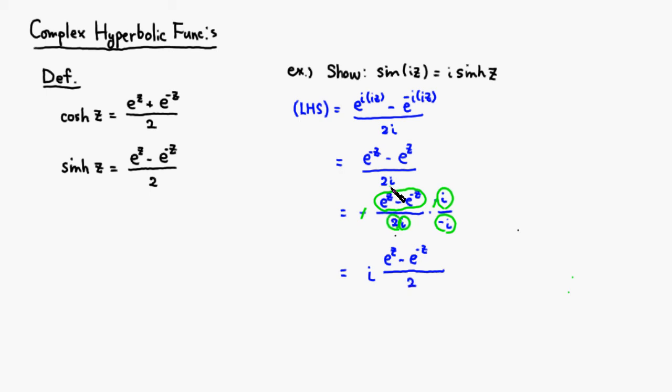So that's everything. And you can see that this part right here is the definition of hyperbolic sine of z. Therefore, we finally got the same thing as the right hand side. So that verifies the equality here. That's it. I hope that this was clear.